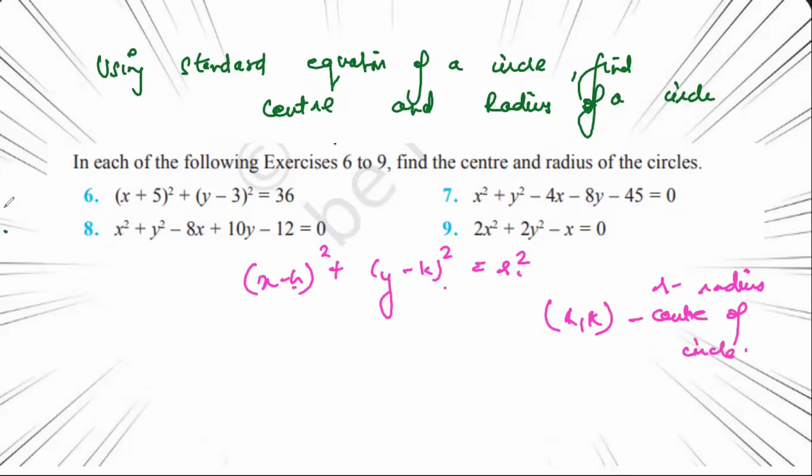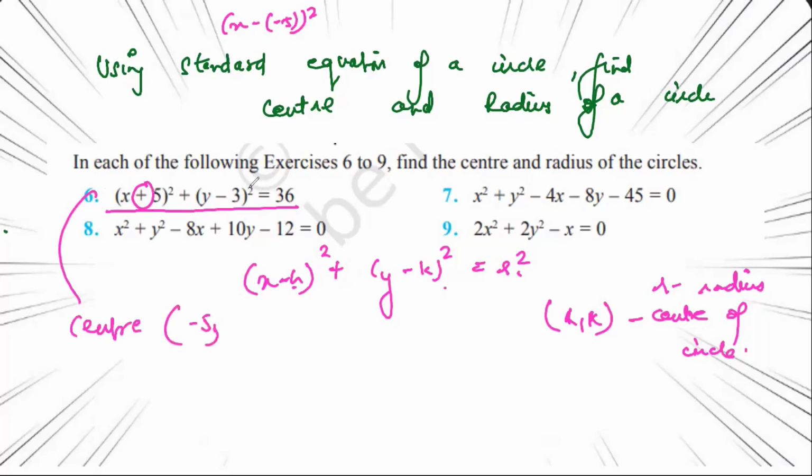In the first question, the equation is given directly: x minus h. Here there is a plus 5, but the standard form says there should be a minus. So how does this minus become plus if it is negative 5? Because when negative negative opens, it becomes positive. So for the center, h is minus 5, and y minus k is already in the standard form, so k is 3, right?